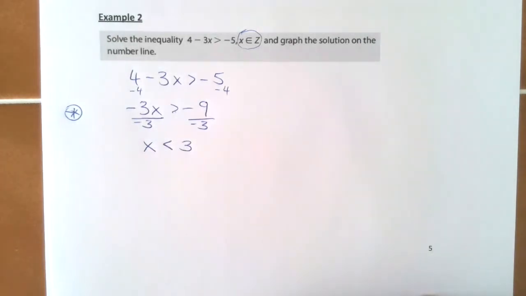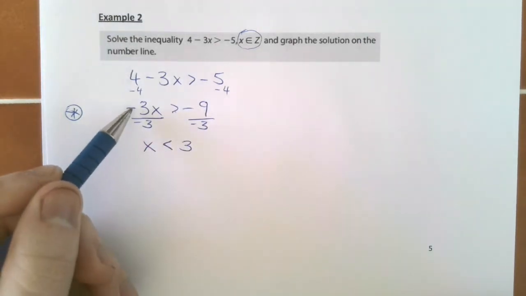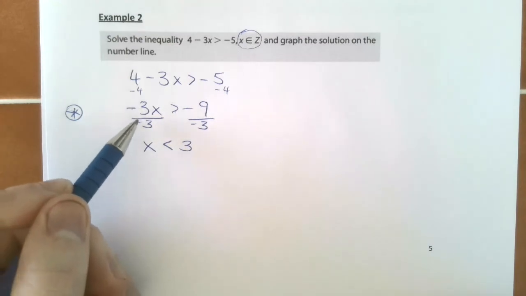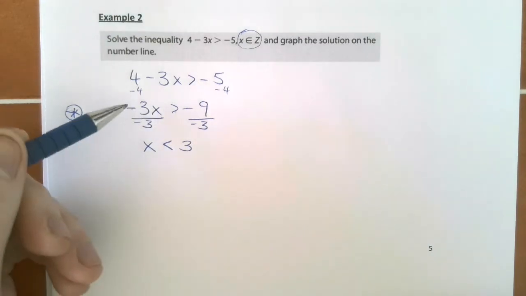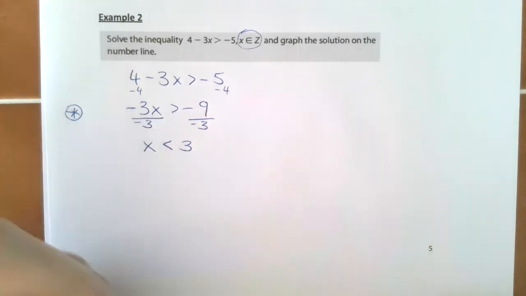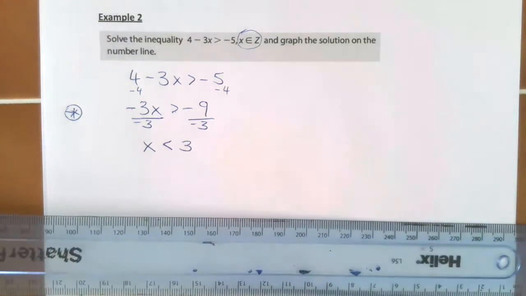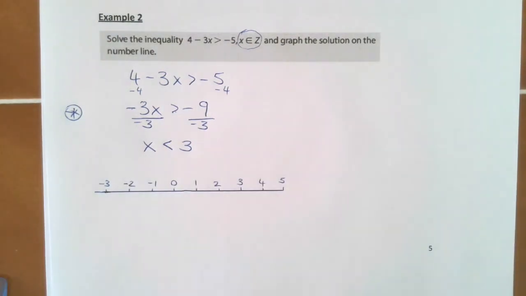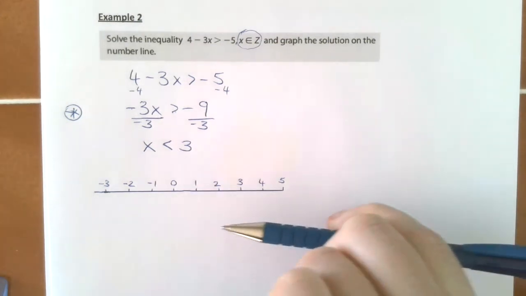So just to go through that again, if I'm going to be dividing by a minus, because I want a plus x, so if you're changing the sign in front of the x, you must flip the inequality in the middle, and then the rest of it stays as normal. So then what we need to do at the end is graph our solution on the number line. So for this example, the arrow is going the opposite direction this time.